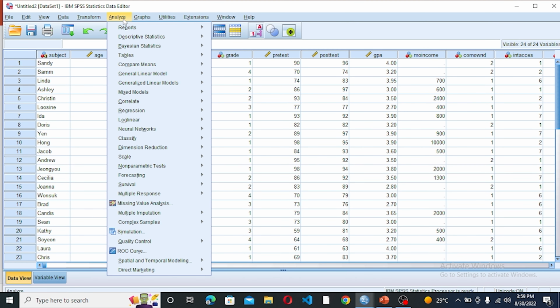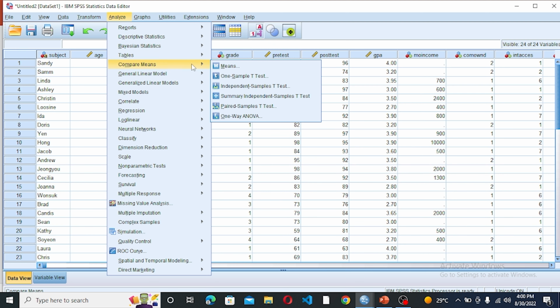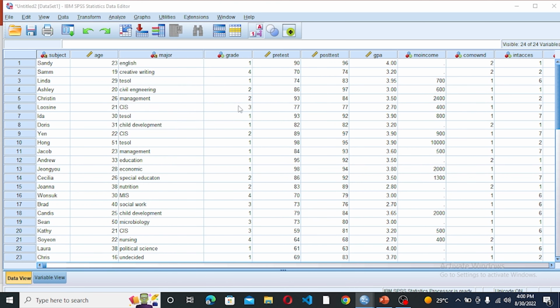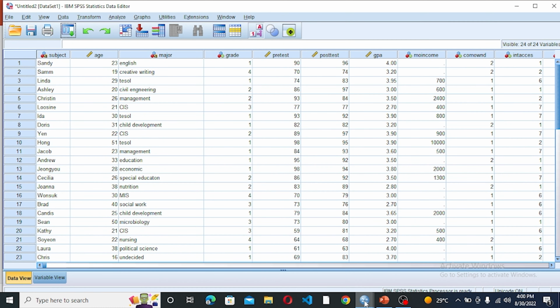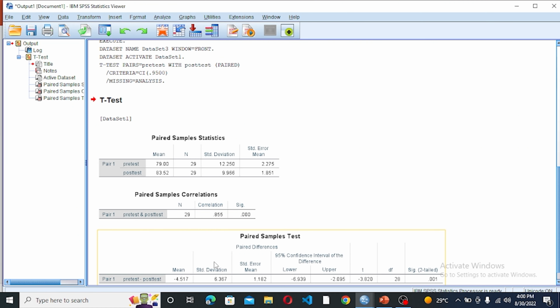You click on Analyze. Go to Compare Means. Under Compare Means, you have many options. Scroll down to Paired Samples t-test. Then you click, and this box will come up. We are estimating for two variables. We have pre-tests and we have post-tests. Now we click OK. You can go to your output windows to see the results.